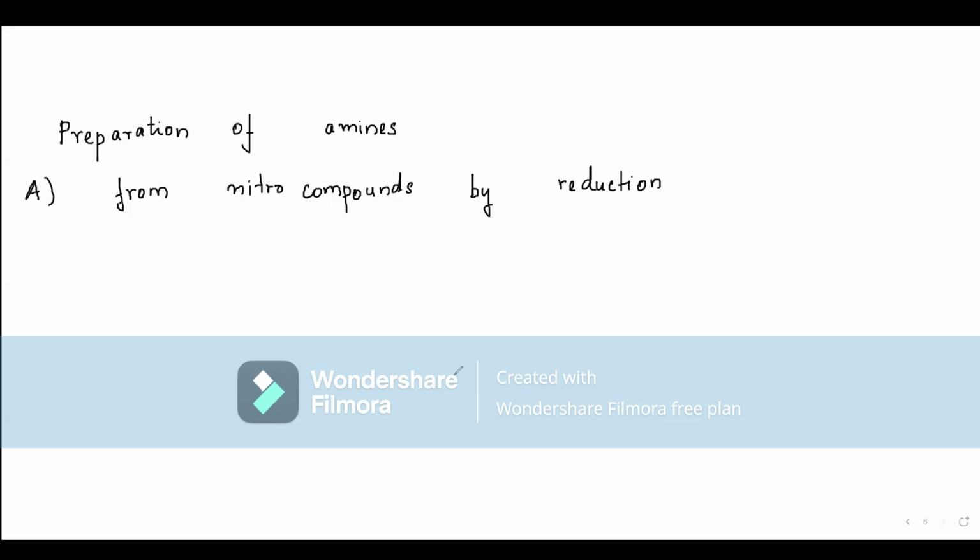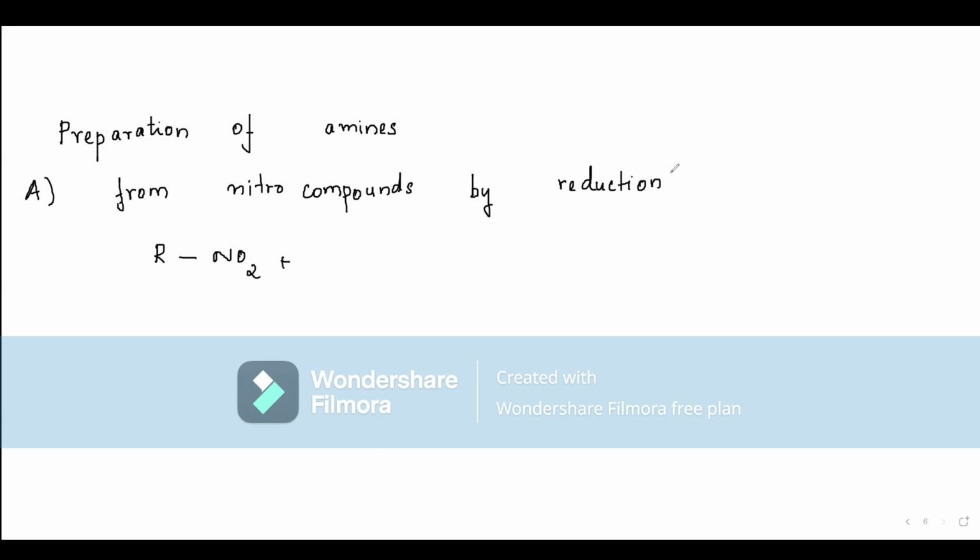So the next topic, which is very important, is preparation of amines. Under this, the first one: amines are prepared from nitro compounds by reduction. What are nitro compounds? How do we write them? RNO2. I can even write ArNO2, aryl compounds, like nitrobenzene.